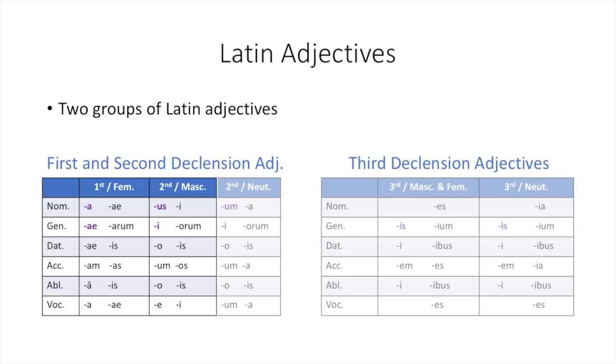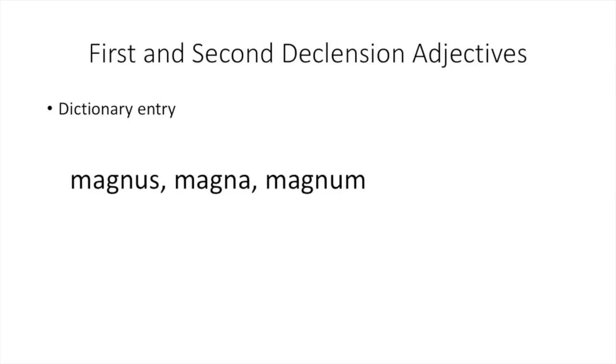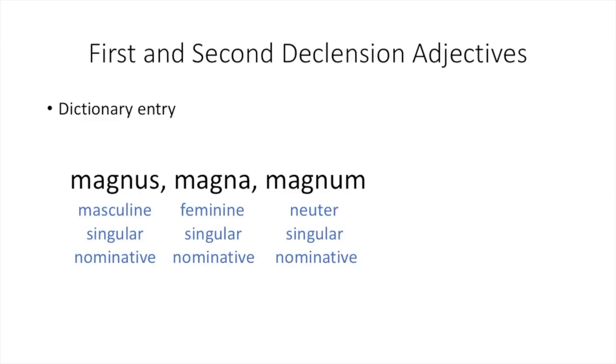So let's apply this knowledge. As you remember, the dictionary entry for a first and second declension adjective will end in us, a, um. The us form is your masculine singular nominative form, magnus. The a form, or magna, is the feminine singular nominative form. And the um form is your neuter singular nominative form. So in this case, magnum.